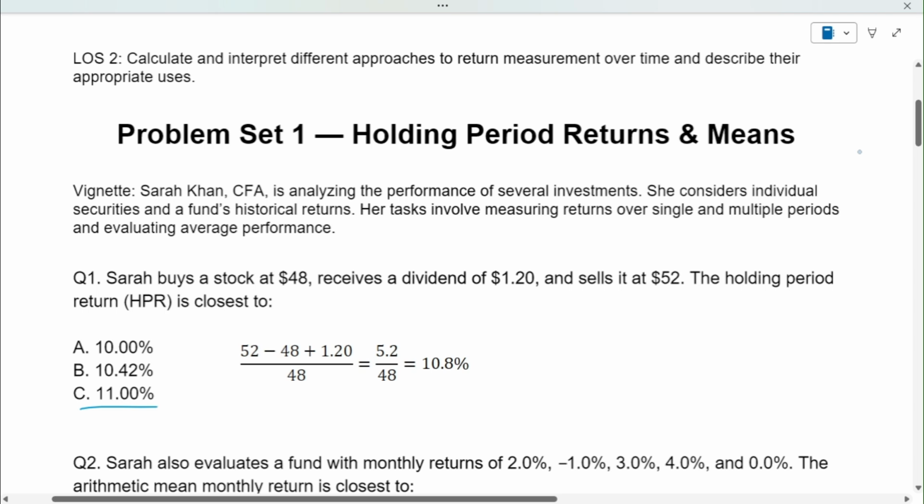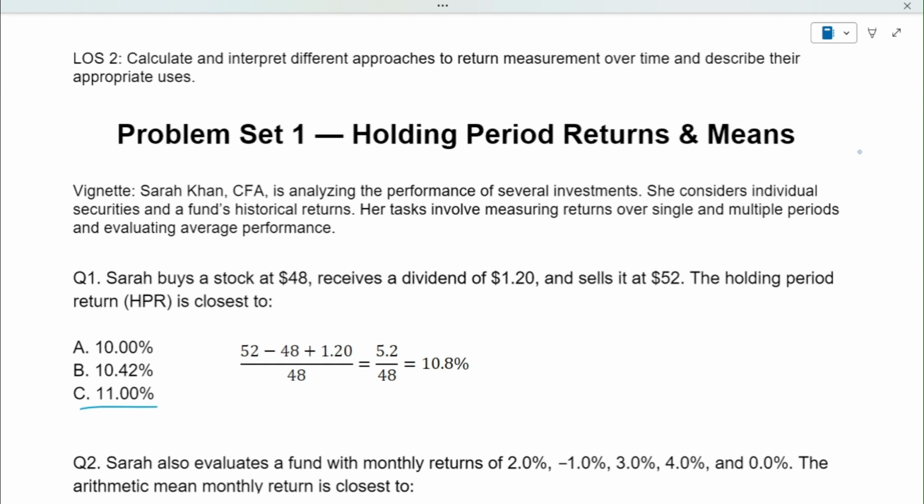Hi everyone, welcome back. In today's video, we are going to look at the problems from LOS 2. In the previous video, I explained the LOS, and as you can see, I have put it on top of the problems here. It was about calculation and interpretation of different approaches to return measurements. All right, let's start with the first problem set.